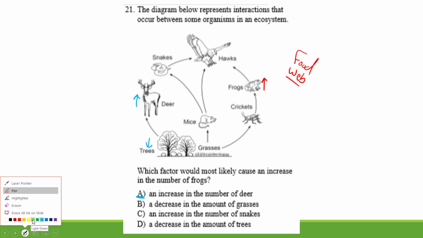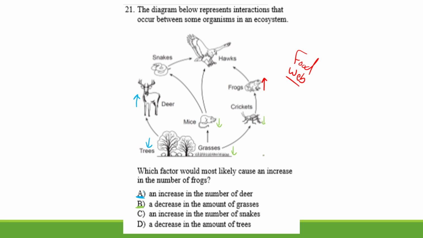If we have a decrease in the amount of grasses, if there's less grass, there's going to be less mice and less crickets, right? Because they have not as much food. The frogs are going to decrease because there's going to be not as much food for the frogs. So that's not going to cause an increase in frogs. So it's not going to be B.